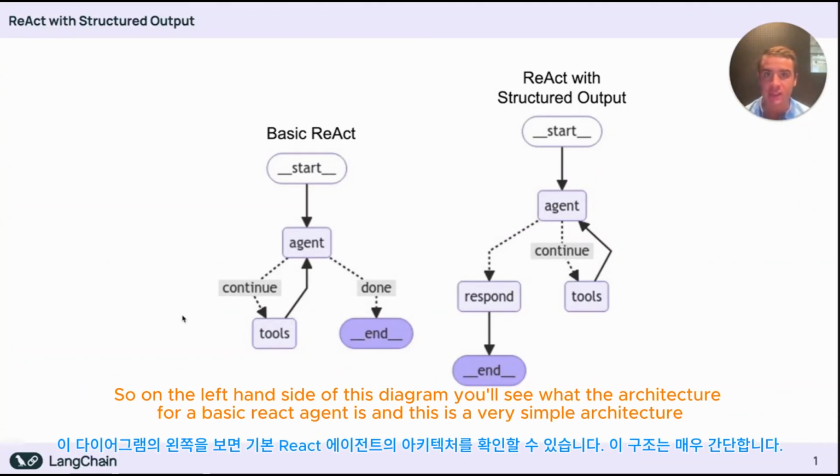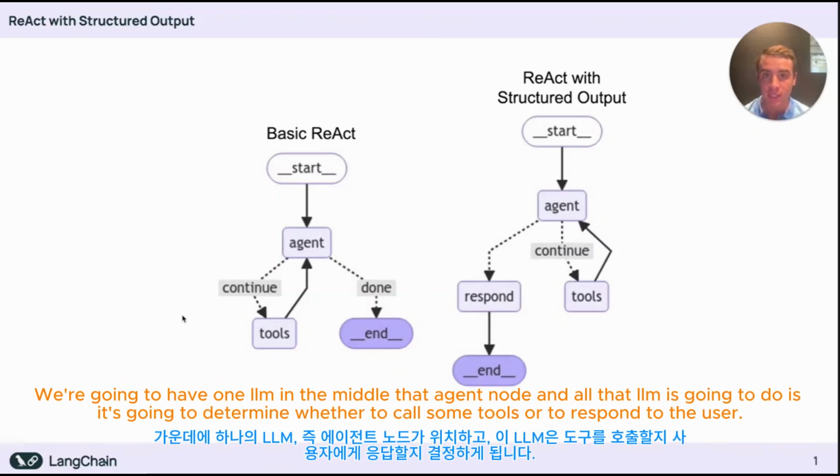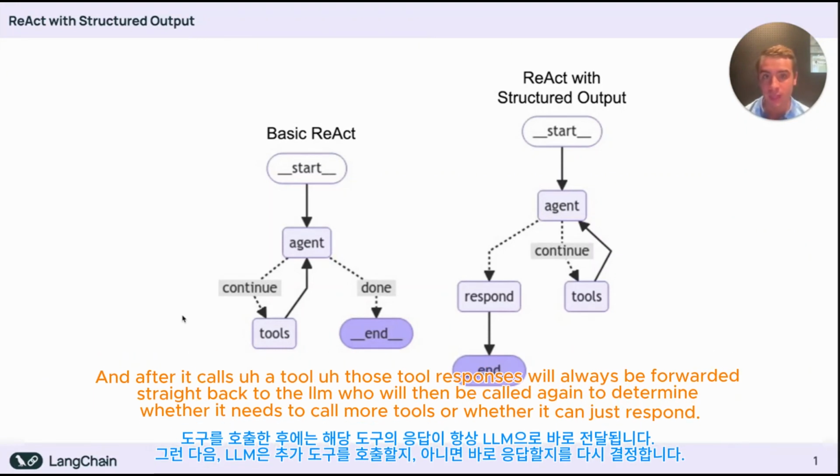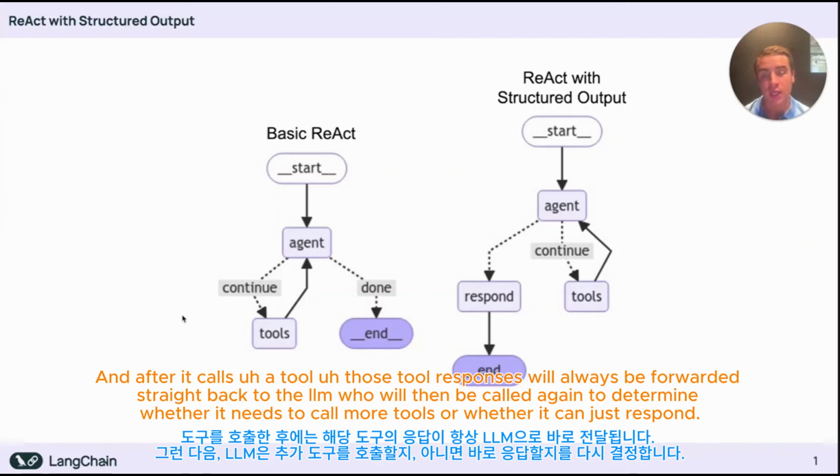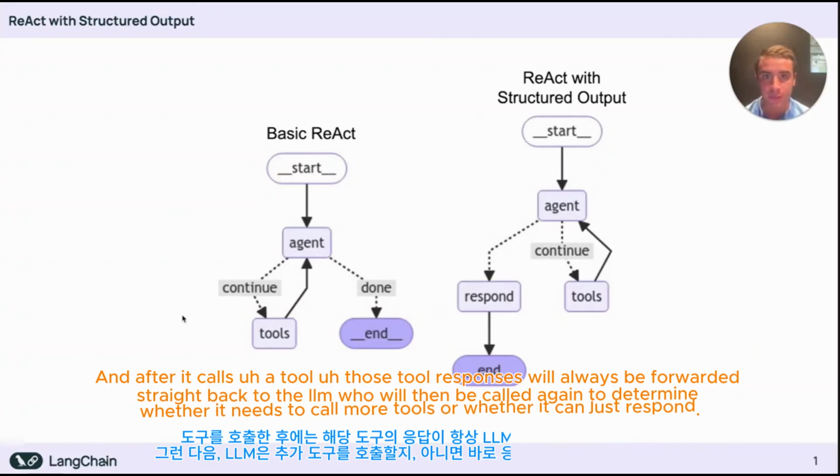On the left-hand side of this diagram, you'll see the architecture for a basic React agent. This is a very simple architecture. We have one LLM in the middle, that agent node, and all that LLM does is determine whether to call some tools or to respond to the user. After it calls a tool, those tool responses are always forwarded straight back to the LLM, which is then called again to determine whether it needs to call more tools or whether it can just respond.